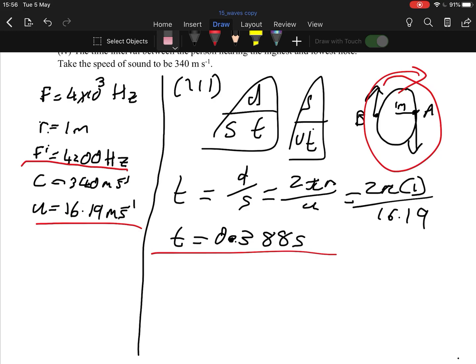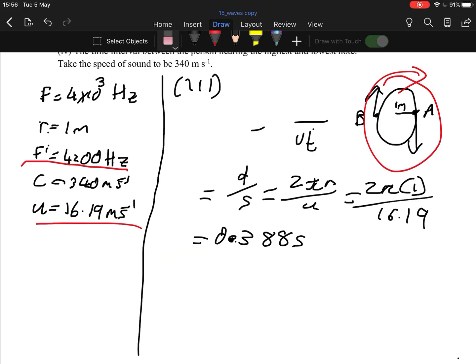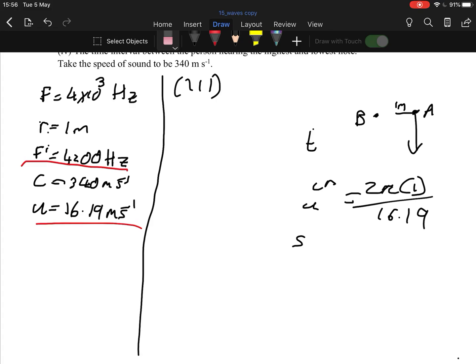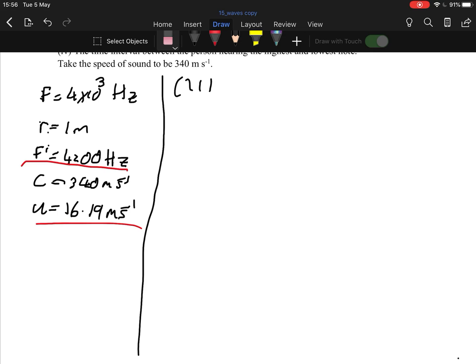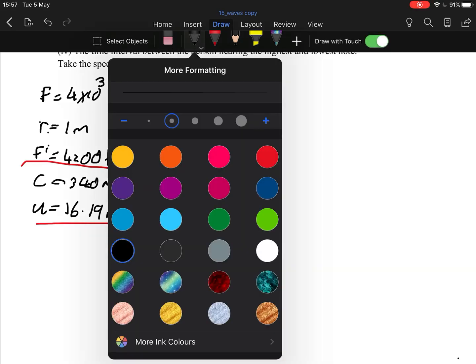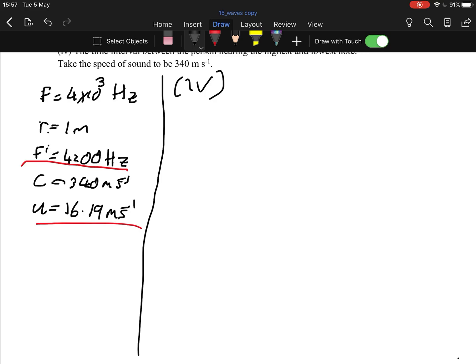All right, so I'm going to rub that out as well because I need the space. Again, you can always rewind the video back. And now the last part. 4. The time interval between the person hearing the highest and the lowest notes. So we assume the object u is constantly spun at a constant speed, not slowing up or down.